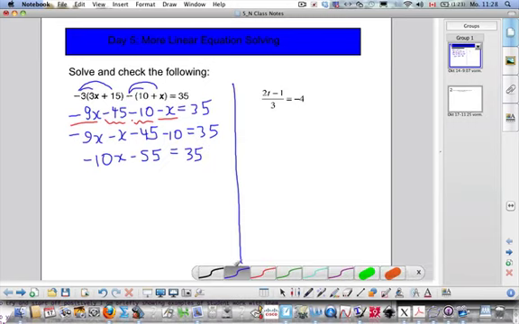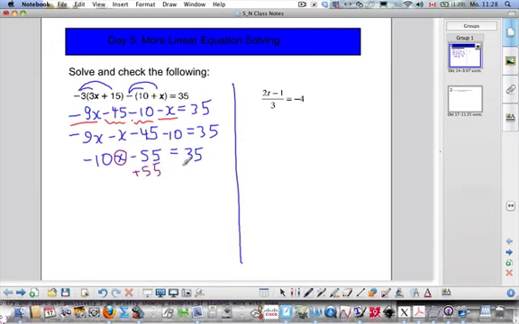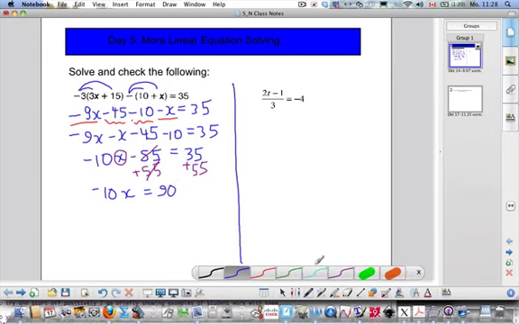Okay, now hopefully this is doable. Again, I want x. The first thing that's bugging me is the 55 that's attached to it. So I'm going to add 55 because this was a negative and a positive. We'll cancel it out. So now we've got negative 10x is equal to 35 and 55, 90? 90. Good.